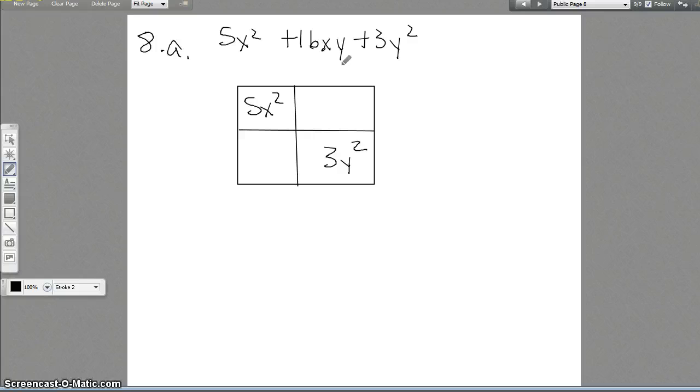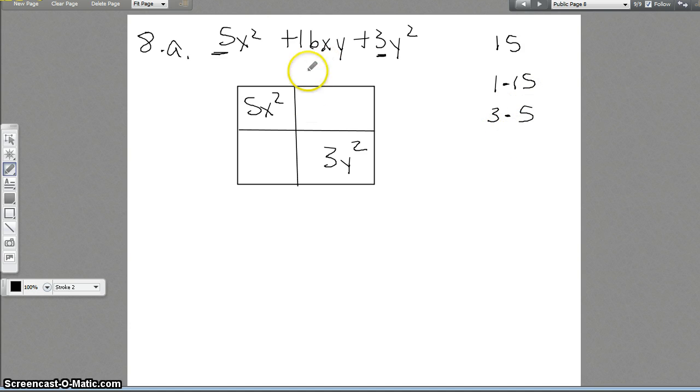Okay, so we've made our grid. We put 5x squared in the top left box. We put 3y squared in the bottom right box. Now we need to multiply our coefficients here. 5 times 3 is 15, and find all the factor pairs that make 15. So we can make 15 with 1 times 15 or with 3 times 5.